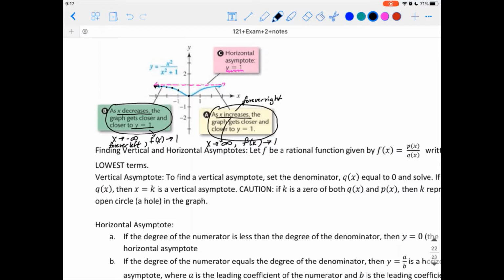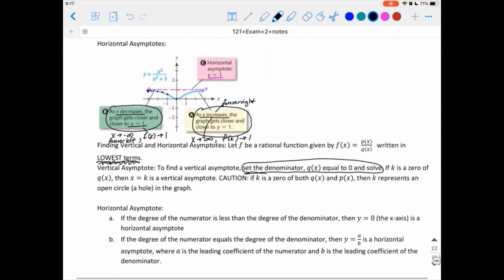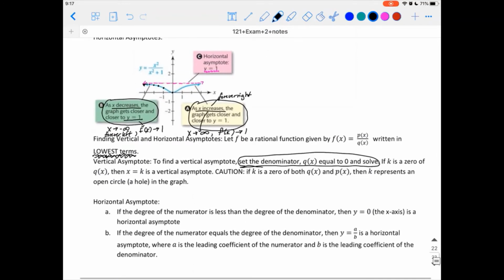Okay, so finding vertical and horizontal asymptotes. It says let f be a rational function given by, written in lowest terms. So this is important here. If it's not in lowest terms, we need to simplify. So to find a vertical asymptote, set the denominator equal to 0 and solve. If k is a 0 of the denominator, then x equal to k is a vertical asymptote.